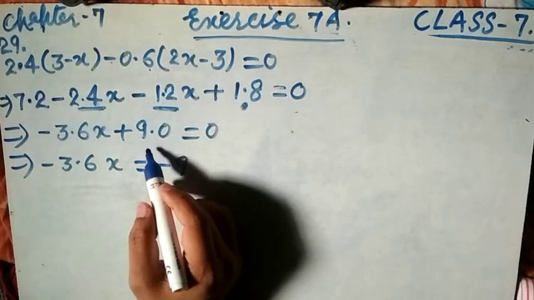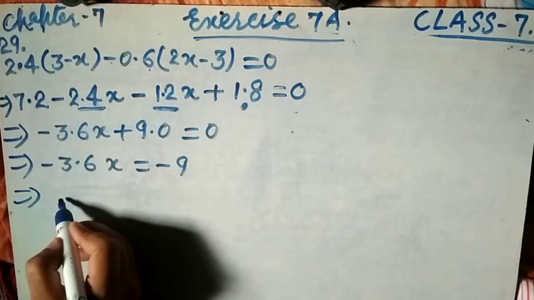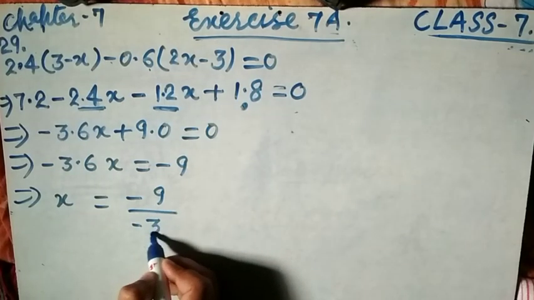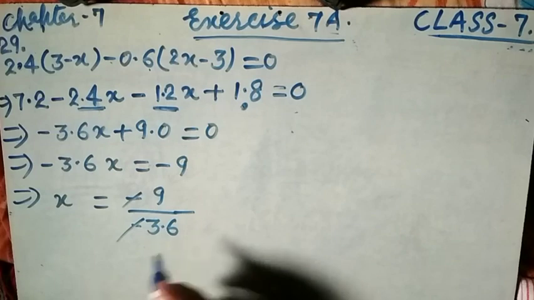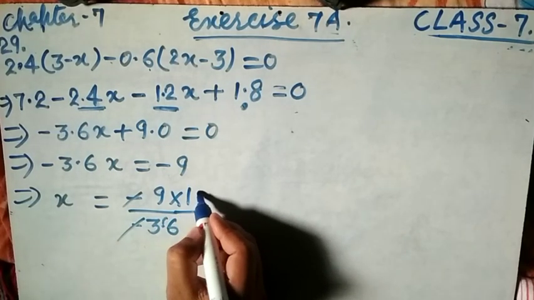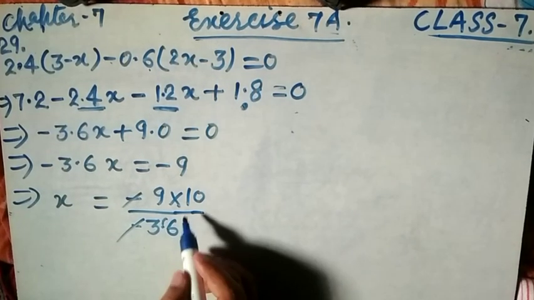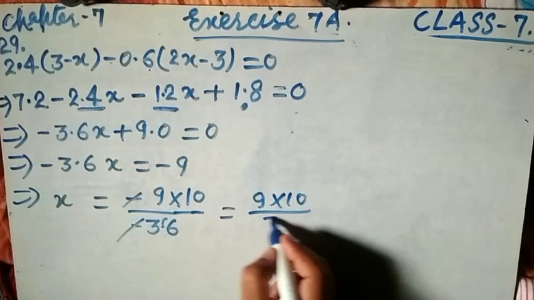Now x is equal to minus 9 divided by minus 3.6. This minus will get cancelled. If you remove this decimal, then we have to place 10, or the multiplication factor is 10. Here it is 9 multiplied by 10 divided by 36.